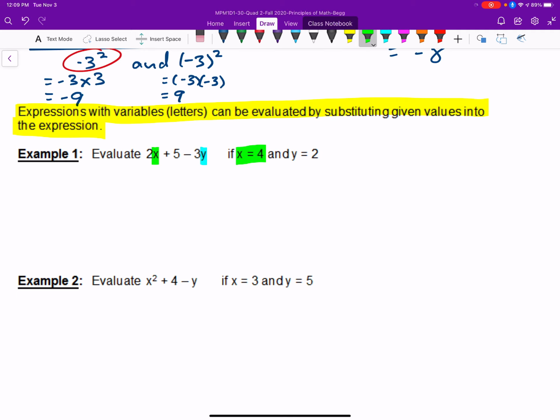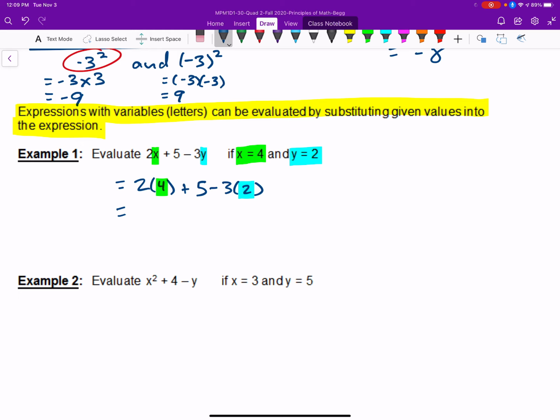So I can tell someone that if 2x plus 5 minus 3y, if x equals 4 and y equals 2, then I can replace the x with the 4 that it's equal to. I can replace the y with the 2 that it's equal to. I just use highlighting often to show that some things are the same. So I'm replacing the x with the 4, that's why I've highlighted all those in green. I'm replacing the y with the 2, that's why I highlighted all those in blue.